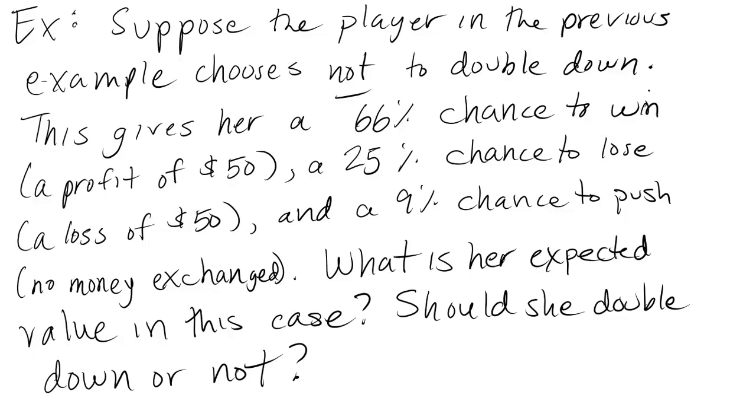If she chooses not to double down, it actually gives her a better chance to win. It gives her a 66% chance of winning instead of the 58% chance she had by doubling down. However, her profit is only $50 in that case because she's not doubling her bet. She only has a 25% chance to lose. Her probability of losing has decreased because of the extra cards that she can take. And it turns out that her chance to push increases slightly. She's got a 9% chance to push. What is her expected value in this case? And then should she double down or not? And we're going to base that decision on the expected value. Let's make a table of the possible outcomes.